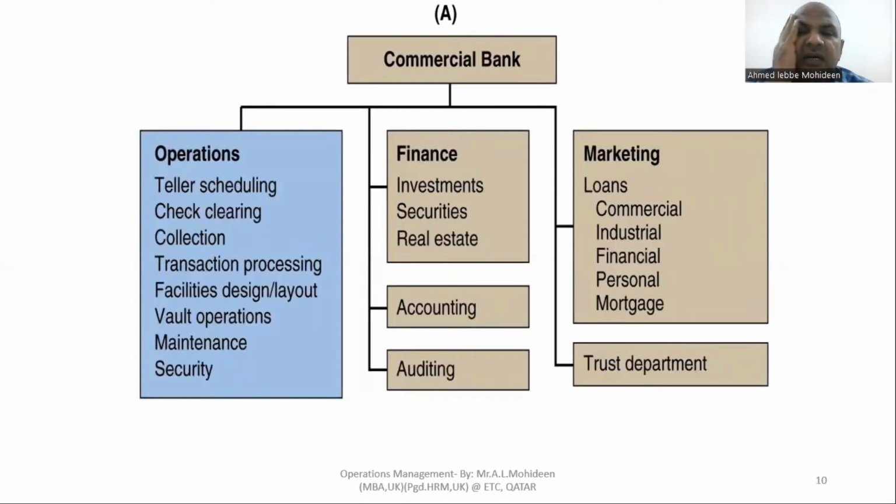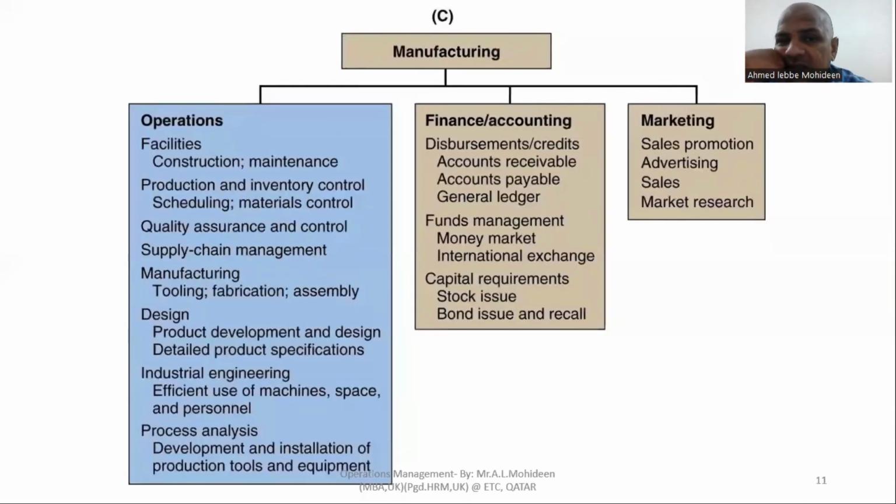So if we take the bank, you will see the operations, finance, marketing. These are the general organization functions. What are the functions we have? Operation functions, finance functions, marketing functions. In the operation function, you will have the facilities, production, quality, supply, manufacturing, designing, industrial engineering, and process analysis.